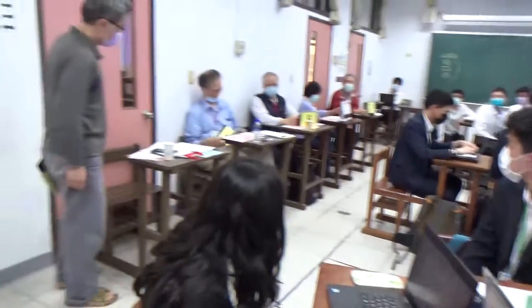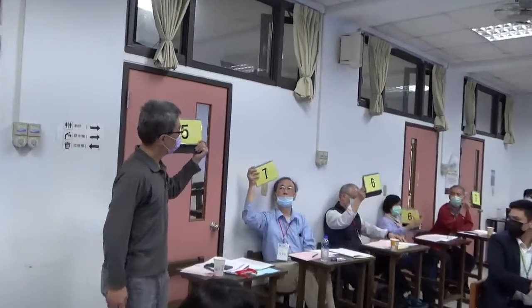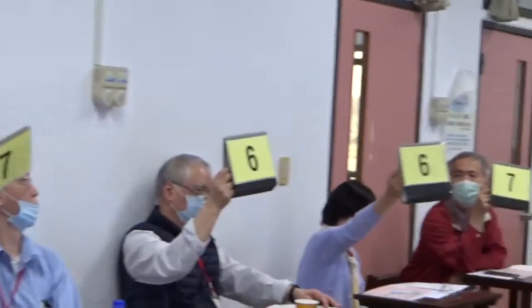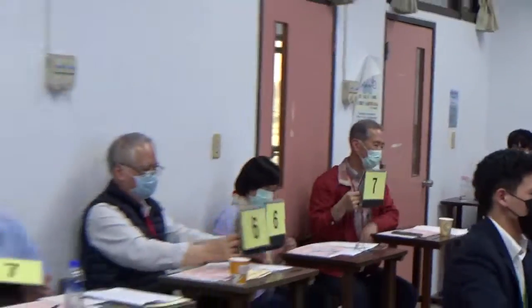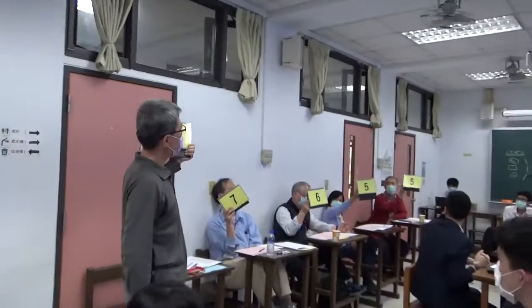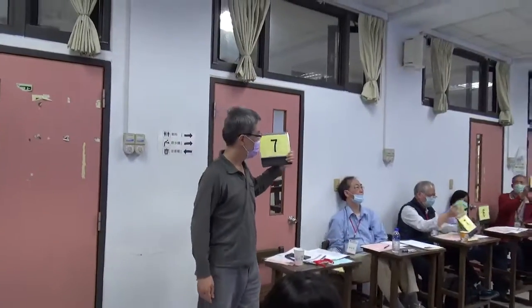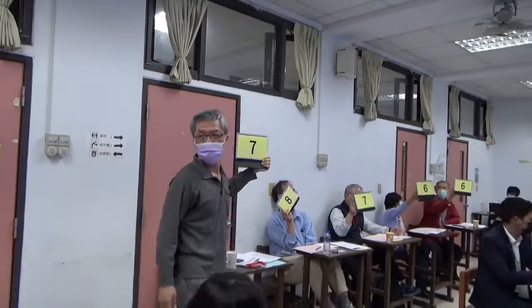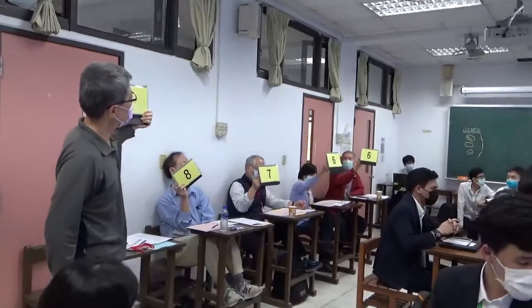Okay, the scores for the reporter are 5, 7, 6, 6, 7. And the scores for the opponent are 7, 7, 6, 5, 5. And the scores for the reviewer are 7, 8, 7, 6, 6.